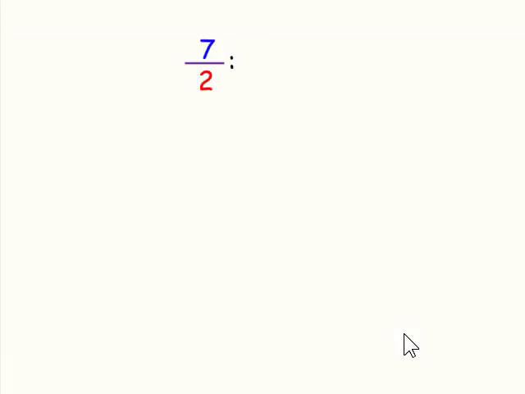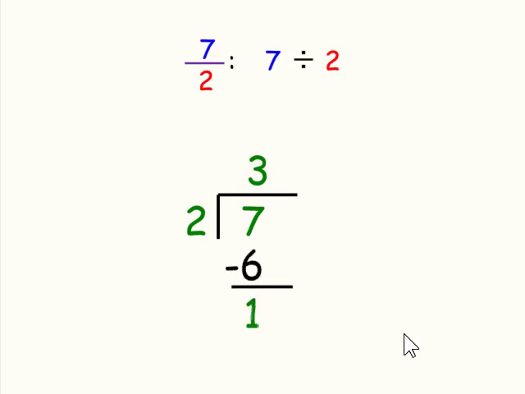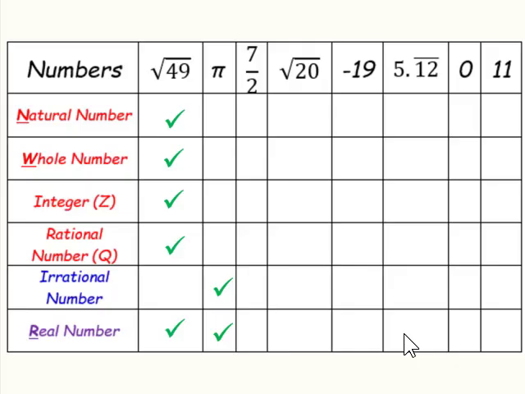Let's take a look at the ratio 7 over 2, which means 7 divided by 2. 2 goes into 7 3 times. 3 times 2 is 6. 7 minus 6 is 1. We take our remainder and put it over our divisor, which is 2. Since 2 cannot divide 7 evenly, we know we have a rational number. And if you're rational, you must be real.